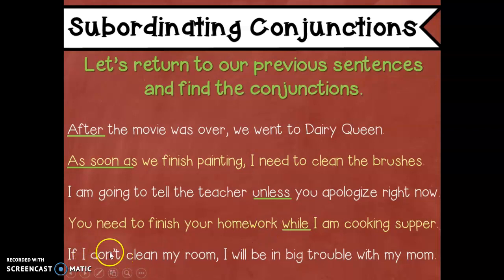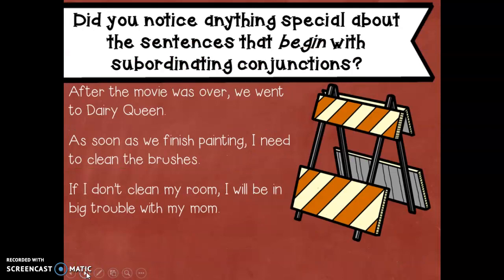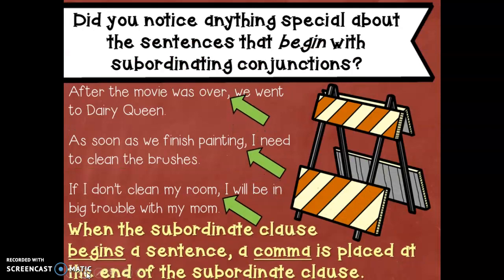And then if I don't clean my room, I will be in big trouble with my mom. If is my conjunction. This is my subordinating clause. Okay, so I need a comma before the main clause. So again, they're showing you that when the subordinating clause comes first, you need a comma before the main clause.